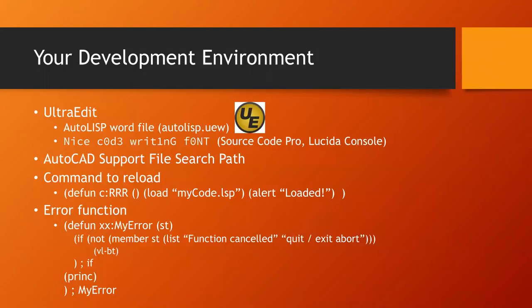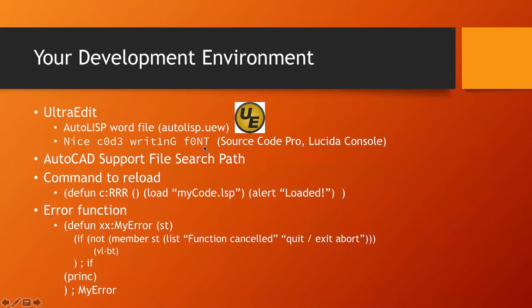The nice thing about AutoLISP is a very low barrier to entry. You have AutoCAD, so that's all you really need. But you're going to need a code writing program. Use UltraEdit. They have an AutoLISP Word file. I'm also going to provide mine, which I prefer to theirs. It will be available with this webinar.